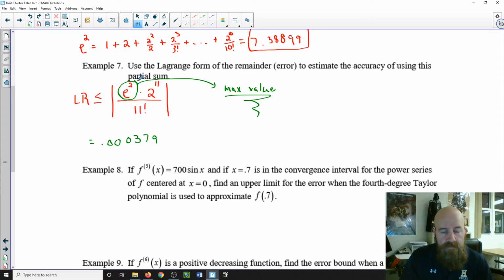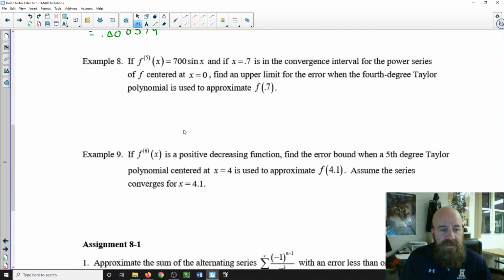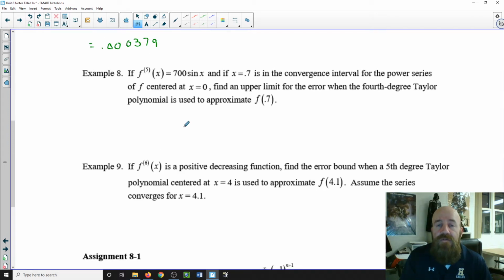So let me go back a little bit and clarify. So e to the x, we're talking about the derivative, which we know is just e to the x. So this is the maximum value of the derivative. I think I said that before, but I just want to make sure. All right. So moving into example 8, we have 2 examples left.